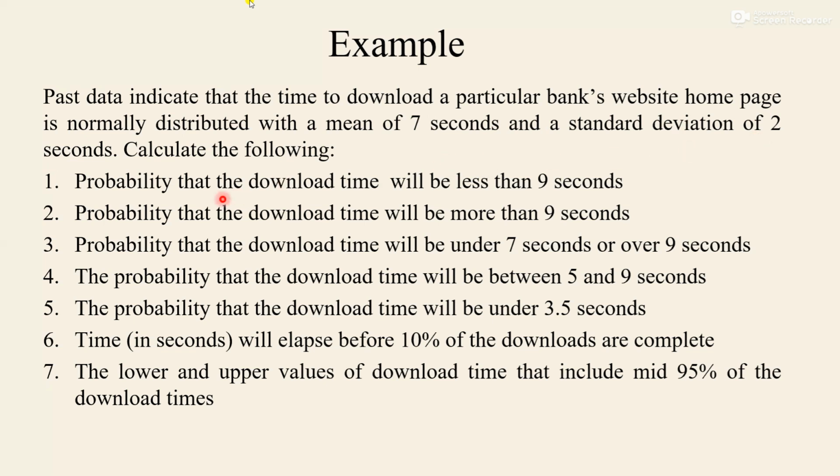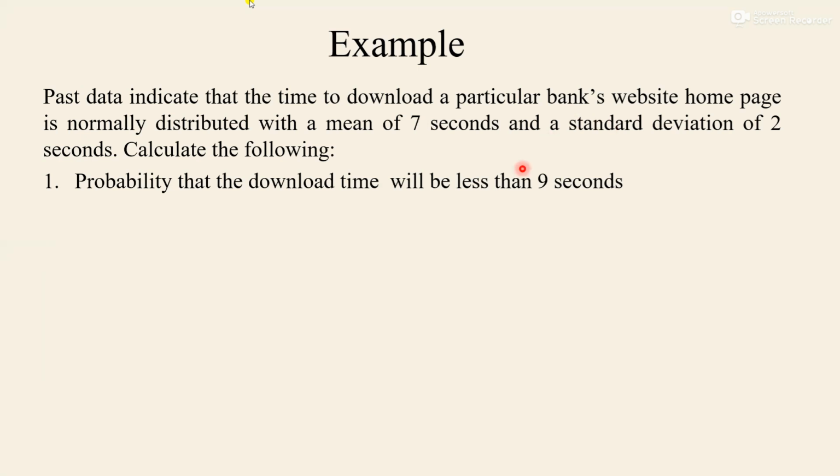And the probability that the download time will be less than 9 seconds, and the probability that the download time will be more than 9 seconds. Similarly, there are some questions we have to calculate. So now we will go one by one. Here the mean mu is equal to 7 and the standard deviation is 2 seconds. Now we are coming to the first example.